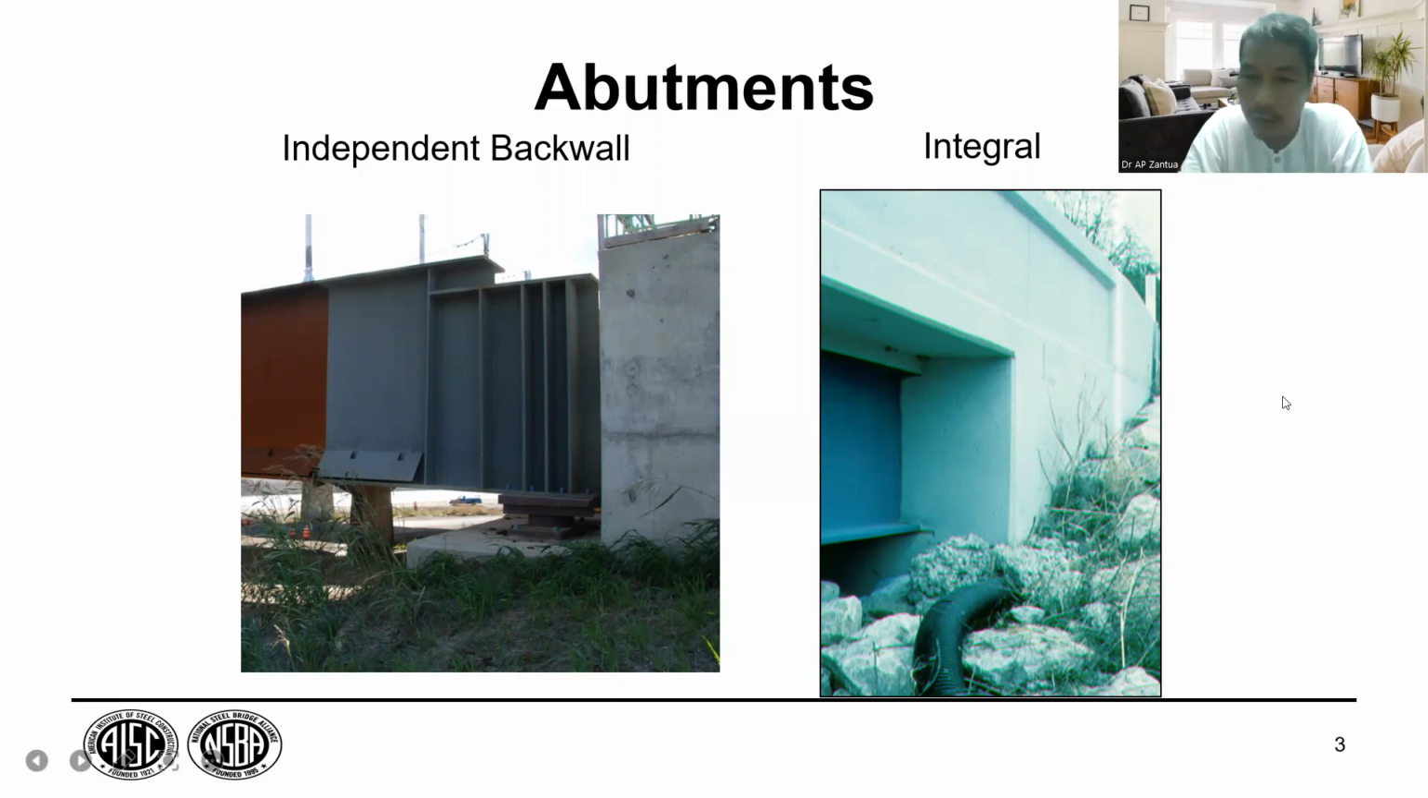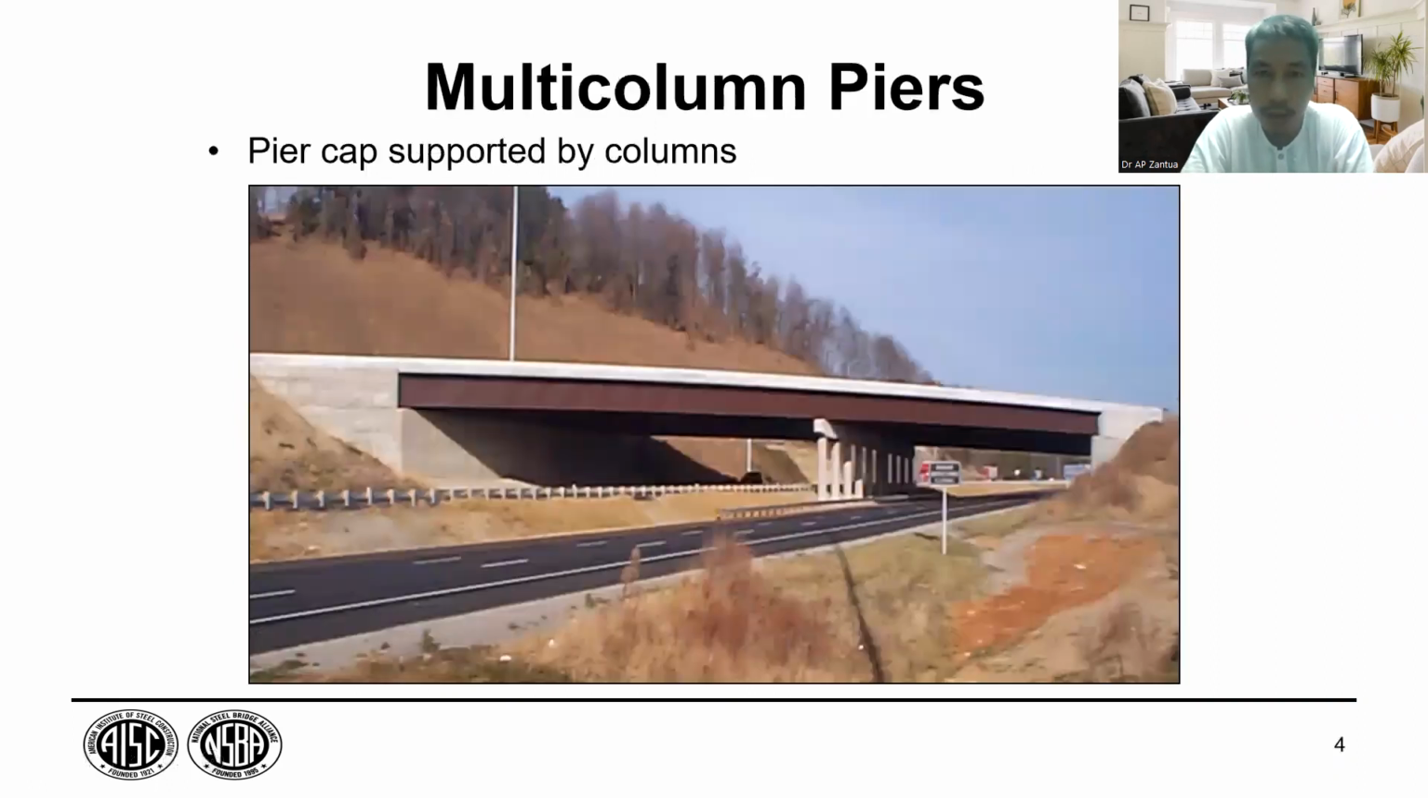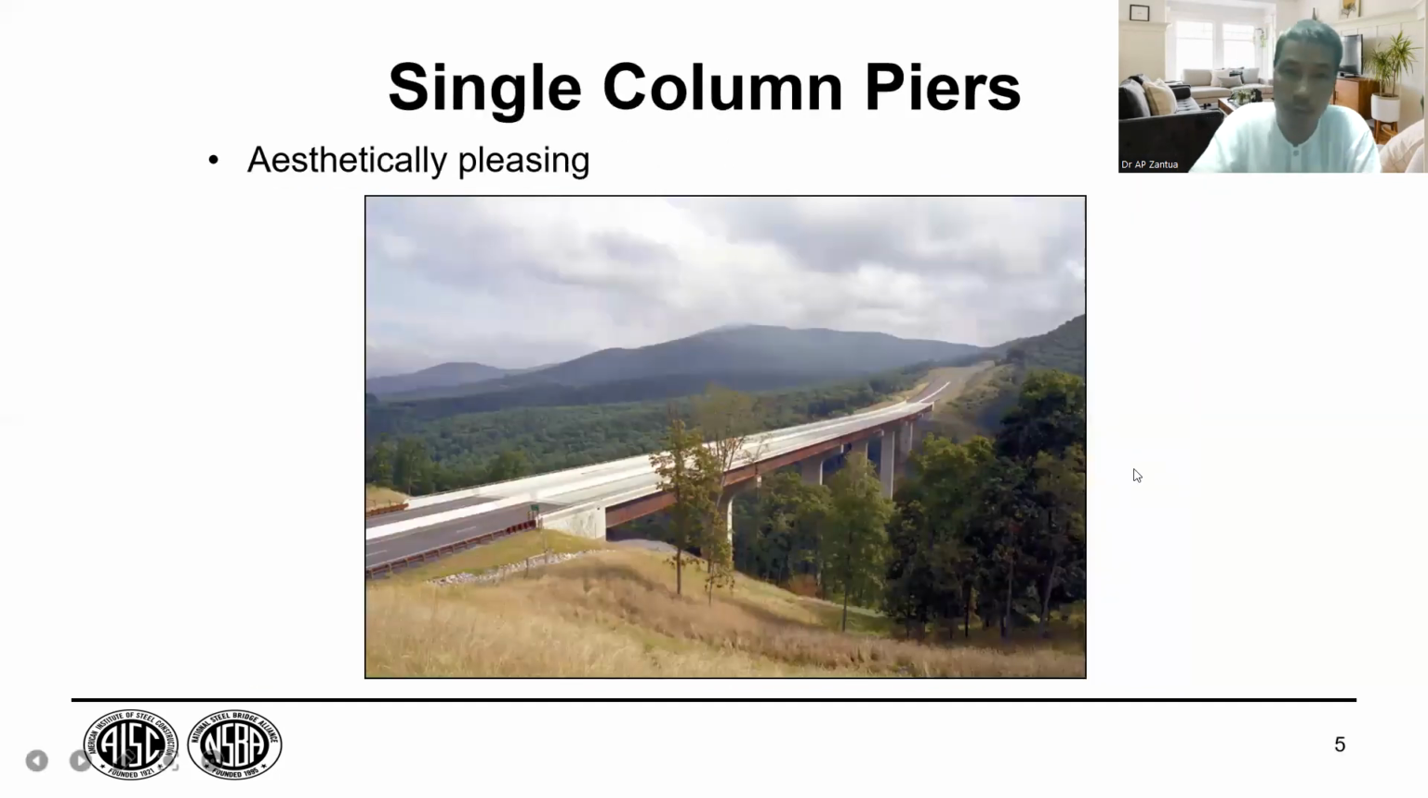Next, we have multi-column piers. This is a pier, and there are several elements, several columns. I can count: 1, 2, 3, 4, 5, 6, 7, 8, 9, 10. So there are 10 columns in this one pier.